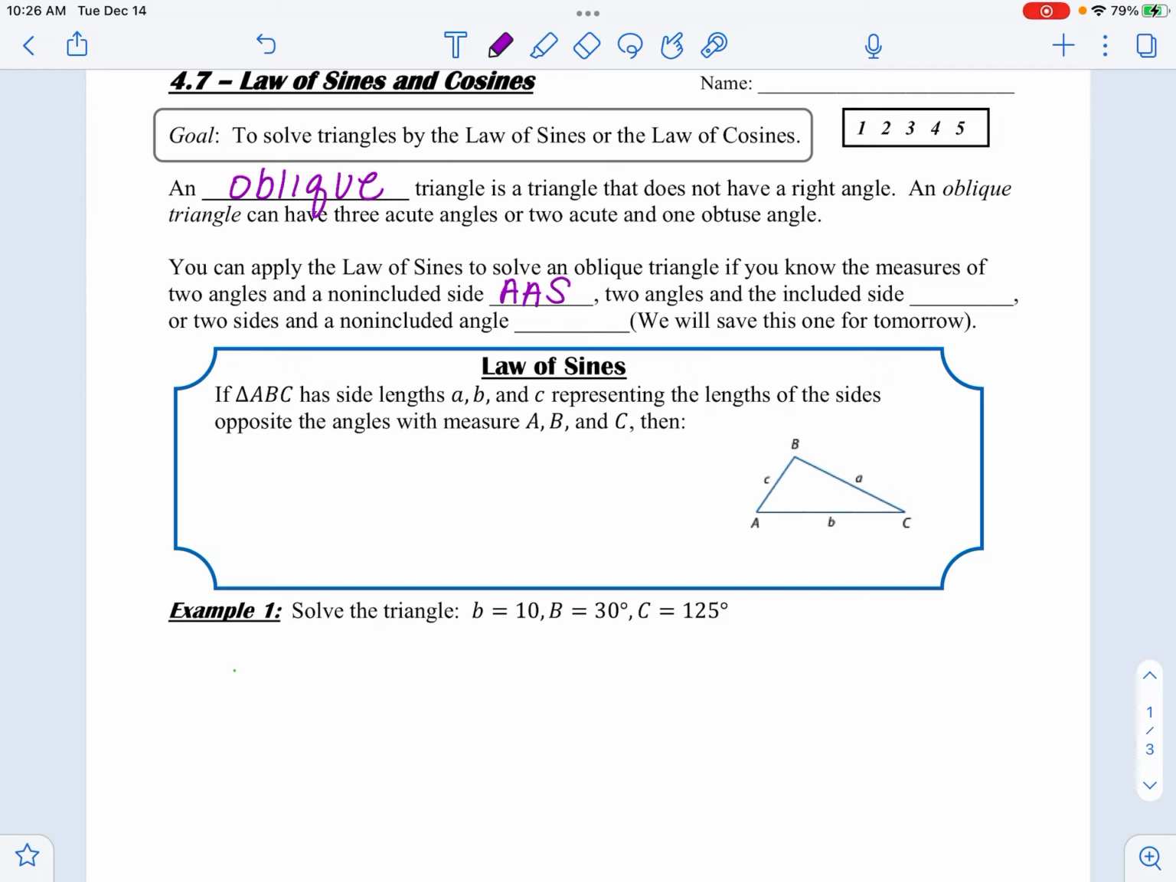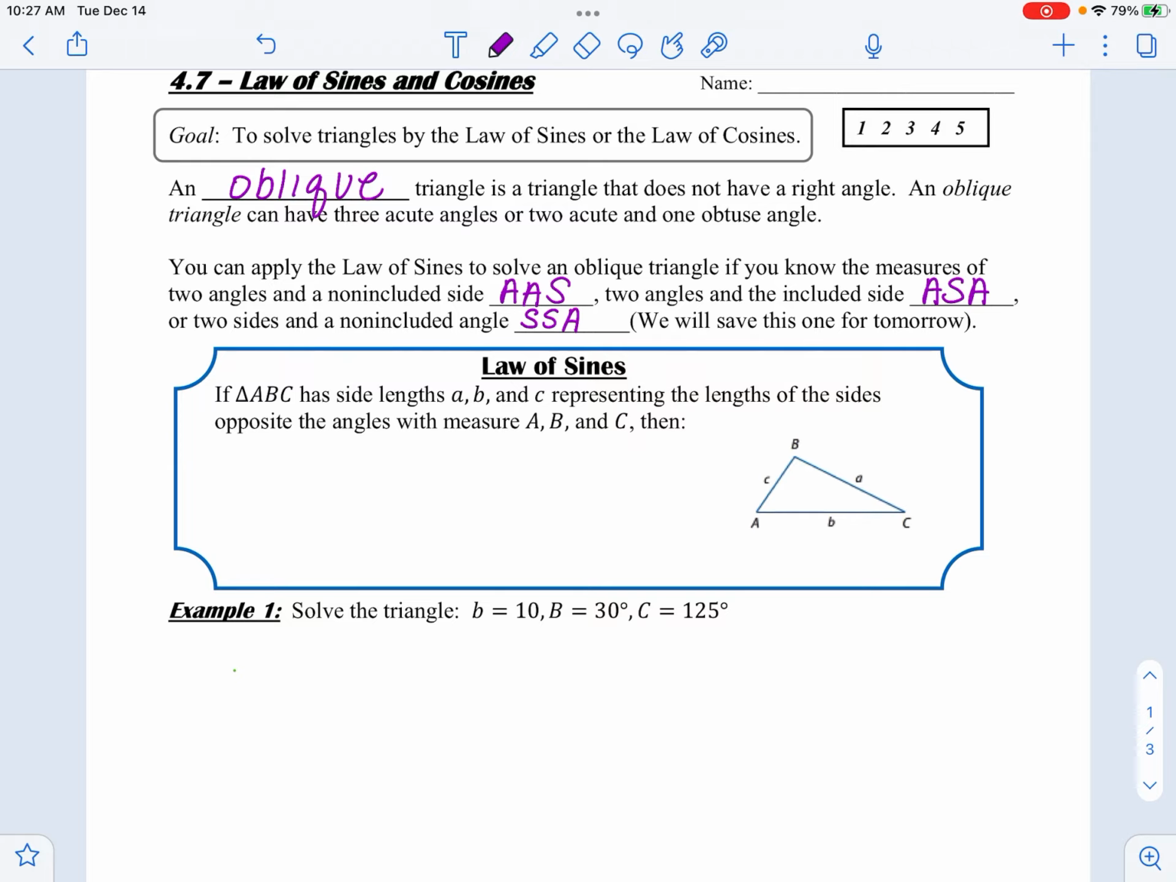That'd be angle, angle, side. Or 2 angles and the side that's included. So it's 2 angles and the included side, angle, side, angle. Now we could also do 2 sides and an angle that's not included. So notice the 2 S's come first and not second. But also we're saving that SSA for tomorrow. So we're going to only see AAS and ASA today. And if you have AAS or ASA, you're using the law of sines.